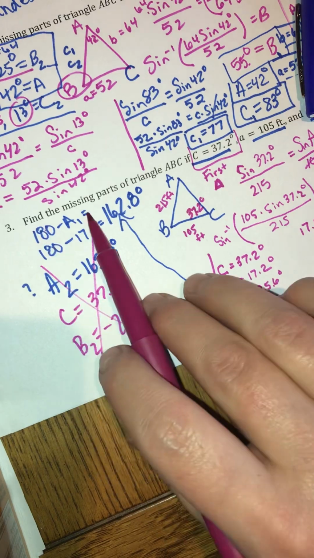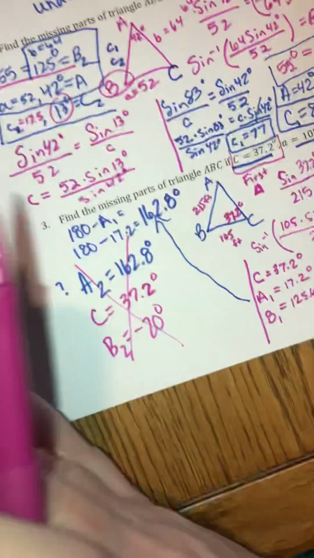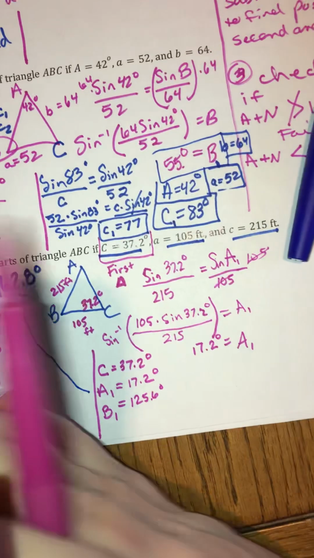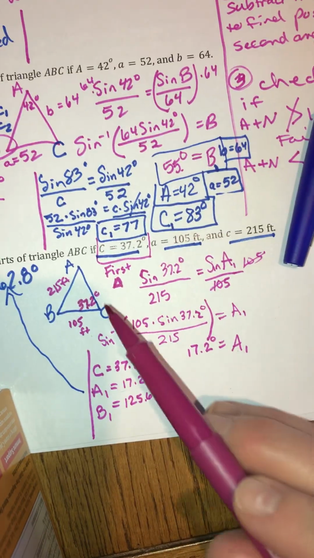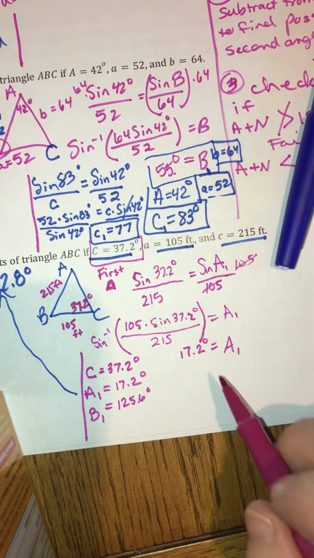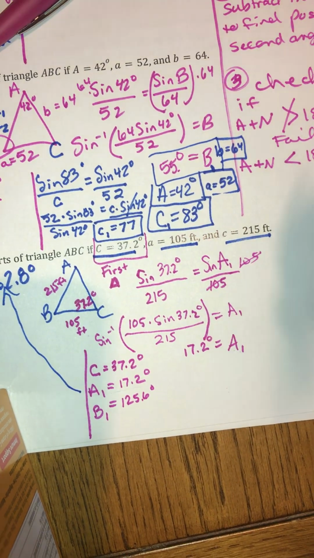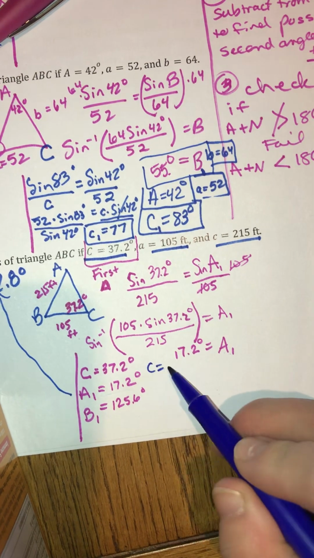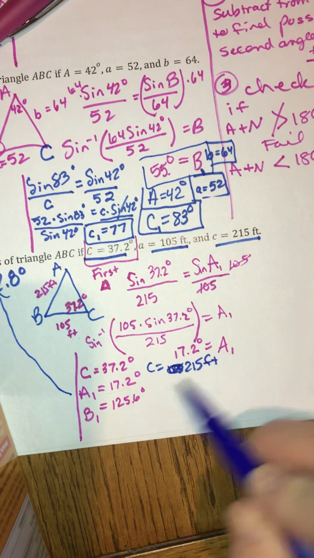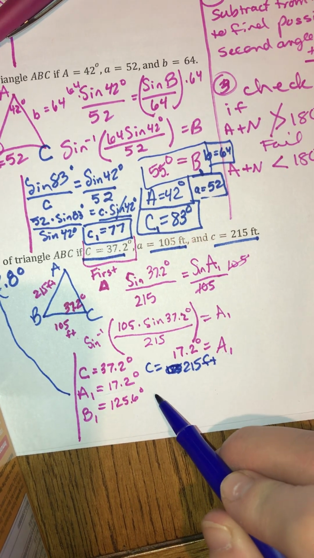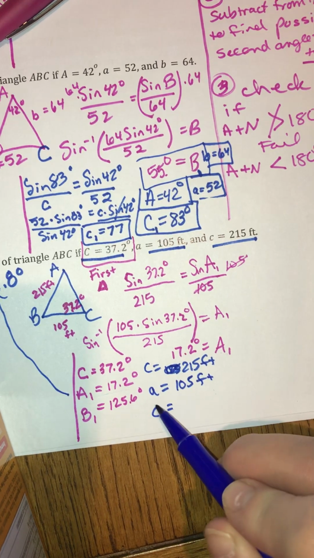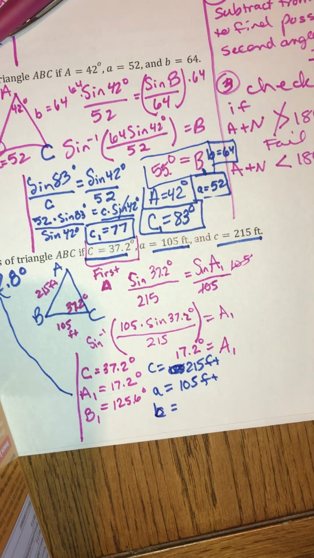It did ask me to find the missing parts. So let's see what I know and don't know, now that I know I only have one triangle that fits. All right, so my A1, which is the only one, is 17.2. My B1 is 125.6. So I have all the angles. We also know that side C is 125. No, it's not. It's 215 feet. I also know my angle A was across from side A, 105 feet. So it looks like I don't know little b. That's the side I'm missing.